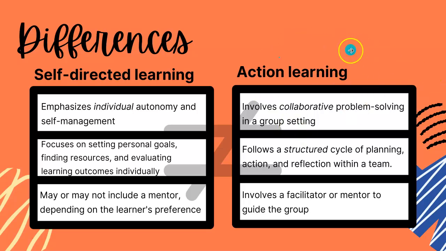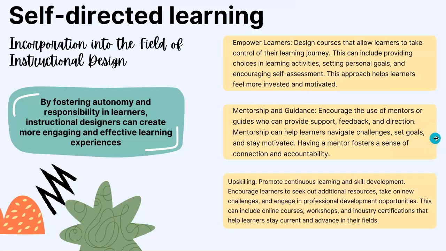Over here, action learning. Differences from self-directed are that it involves collaborative problem solving in a group setting. It follows a structured cycle of planning, action, and reflection within a team. It involves a facilitator or mentor to guide the group. So over here we have very self-oriented, and over here we have very group-oriented.